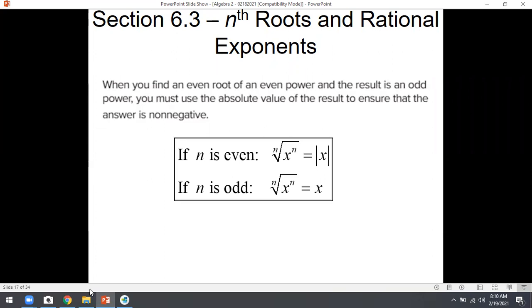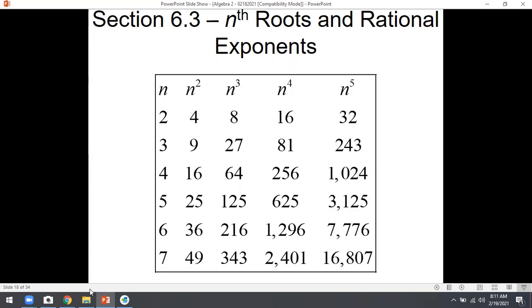So your job is to hunt for things that are buried inside of your root that can be raised to whatever power you're doing. So if you had a sixth root, you're going to be hunting for things inside that are raised to the sixth power. And maybe there's some leftovers, maybe there's not.